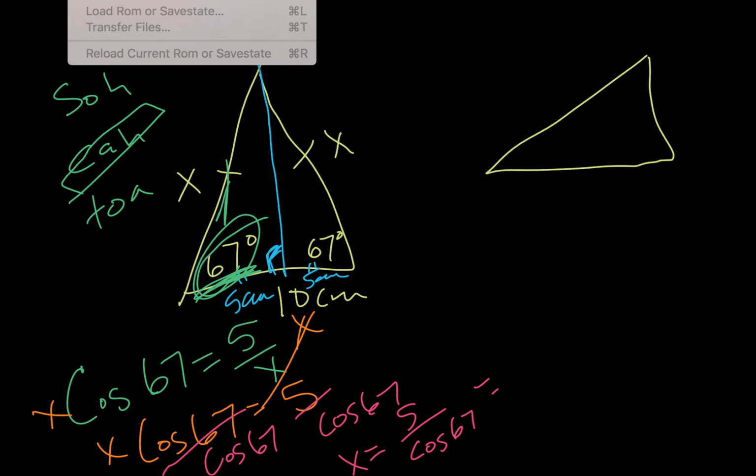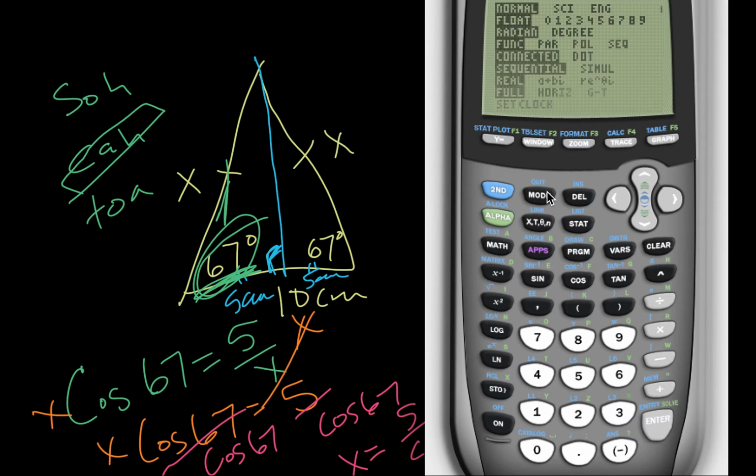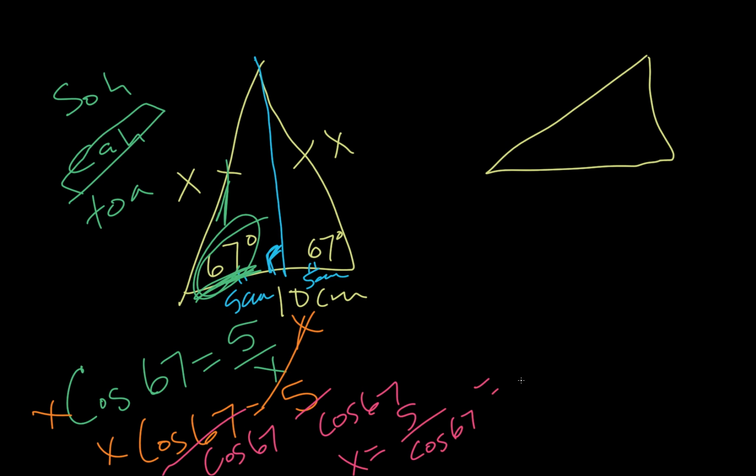I'll do a quick review on that. So we have our calculator. We want to hit mode. Make sure we're in degrees. So go down to degrees, hit enter, get out of here, and just say cosine 67. Whoops. Sorry, it's 5 divided by cosine 67. And we get 12.79, which if we round that is 12.8. And that's centimeters.